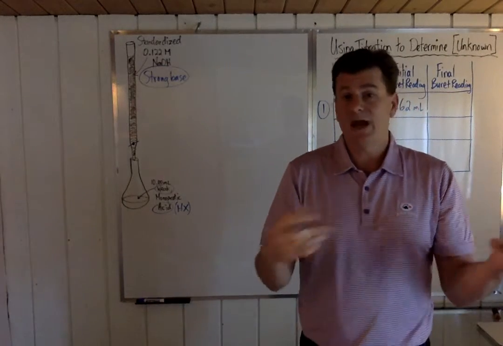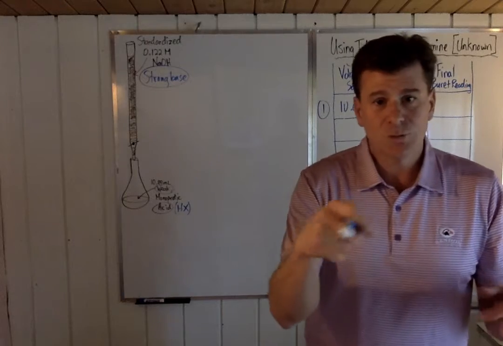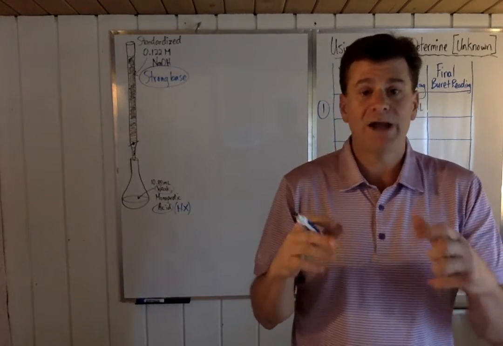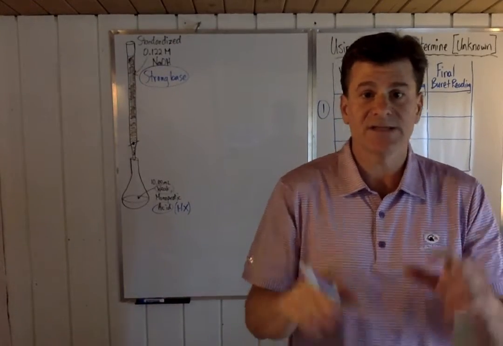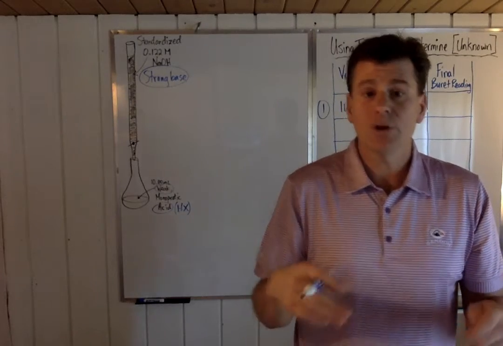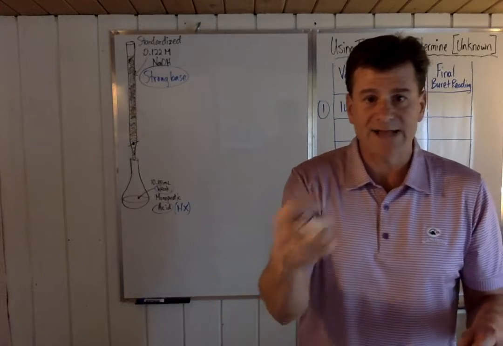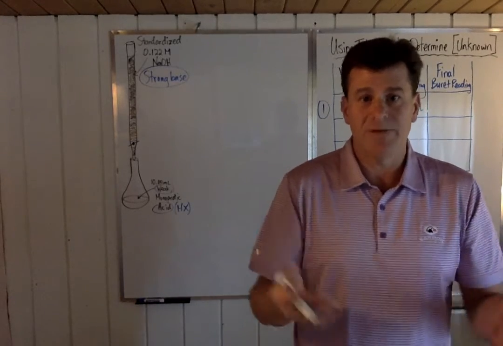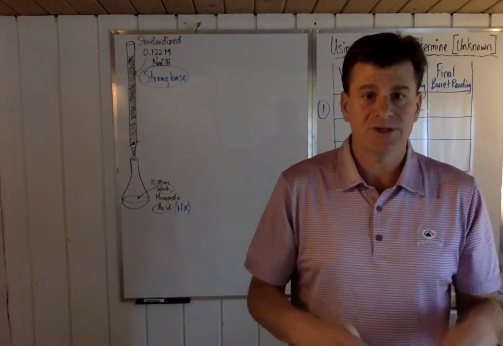So the kind of rule of thumb that I use with my students is, if it swirls and it disappears in 1 or 2 seconds, no problem. But if it actually stays for more than 2 seconds, you need to stop swirling and you're done. Okay, and so if it's a persistent pink, you can sit the Erlenmeyer flask after 2 seconds of swirling on the countertop or on a piece of paper or whatever. If it's a persistent pink, then you stop.